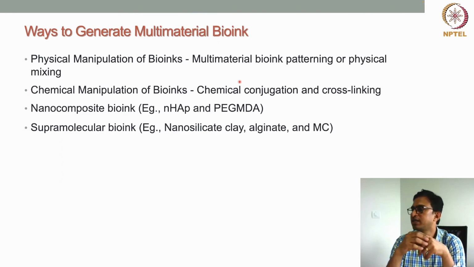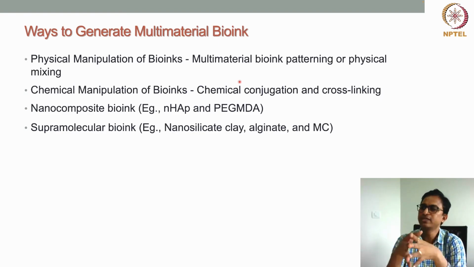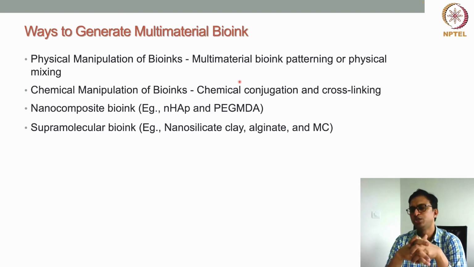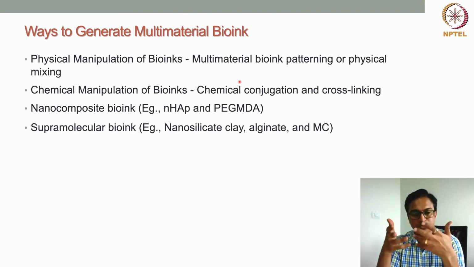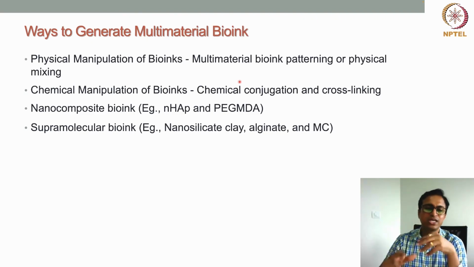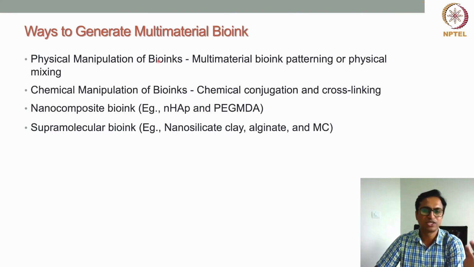This chemical cross-linking, and other things, can also be done post printing, after deposition, after fabrication of the structure. This chemical cross-linking can be used for further stabilization of the structure or to further improve the mechanical properties. So these are two ways: either by physically manipulating the bioink, or chemically manipulating the bioink, we can develop a multimaterial bioink.